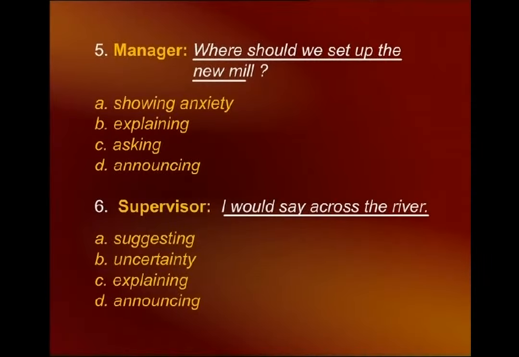He's asking his supervisor's opinion. And the supervisor turns around and says, "I would say across the river." What do those six words convey? Is he suggesting something? Is it a suggestion? Are those words expressing uncertainty? Is he explaining or is he announcing? It's A. The supervisor is suggesting that they set up the new mill across the river.